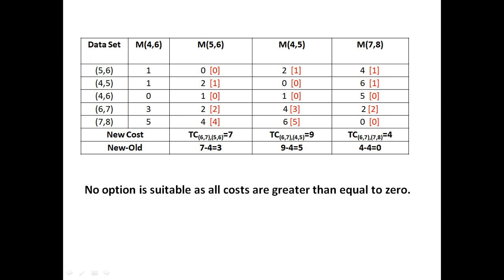Now we are comparing (4, 6) and (5, 6). So 1, 0 minimum is 0; 1, 2 minimum is 1; 0, 1 minimum is 0; 3, 2 minimum is 2; 5, 4 minimum is 4.